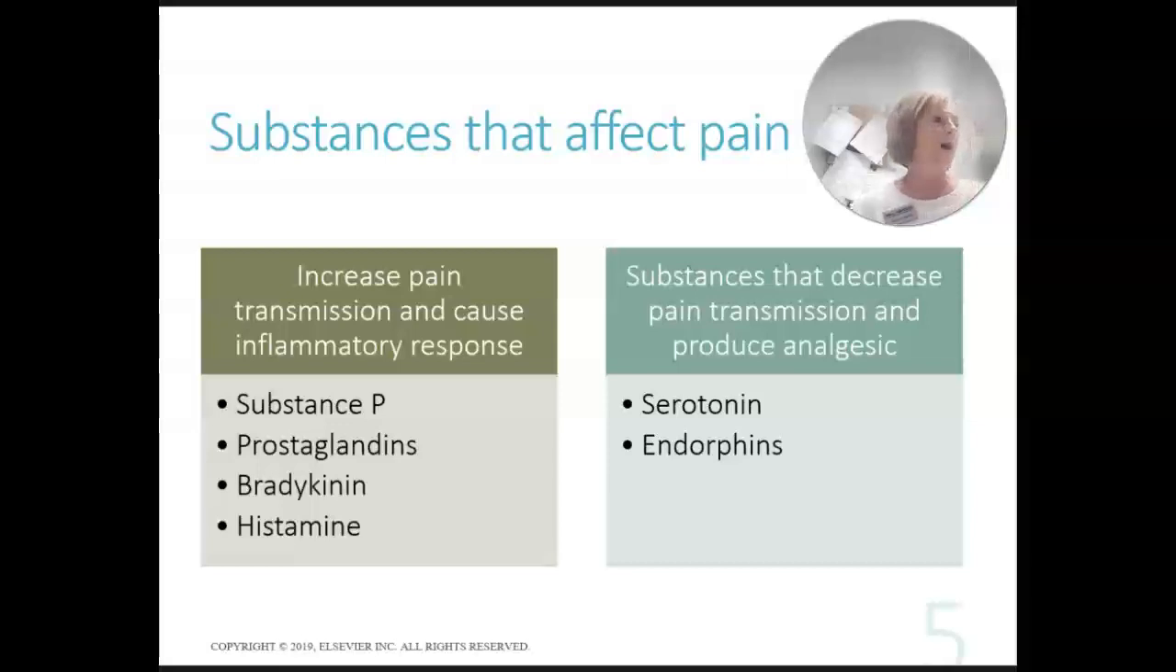So if you have a crushing injury, your body's going to respond by doing that inflammatory process like we talked about before. You're going to get pain, inflammation, redness, edema, and you might get warmth to the area. That's caused by substance P, prostaglandins that your body produces, bradykinin, and histamine.